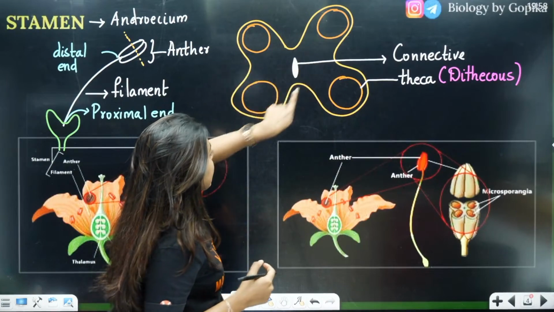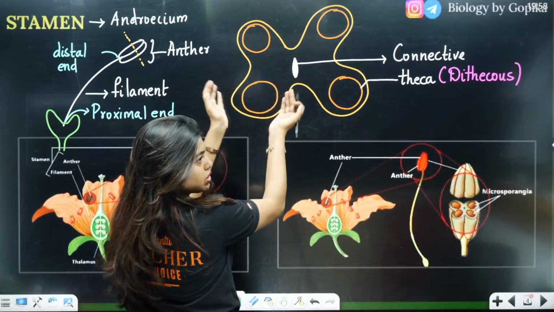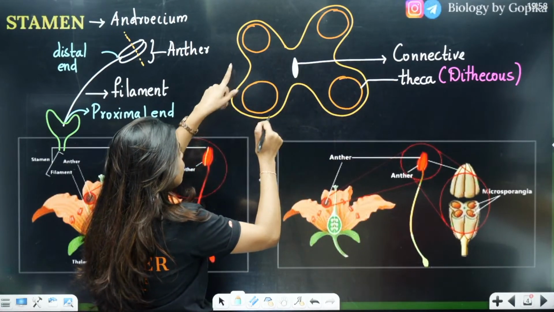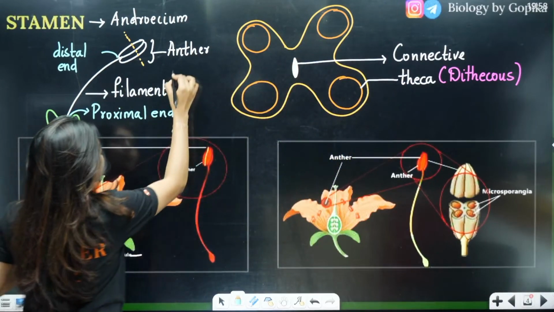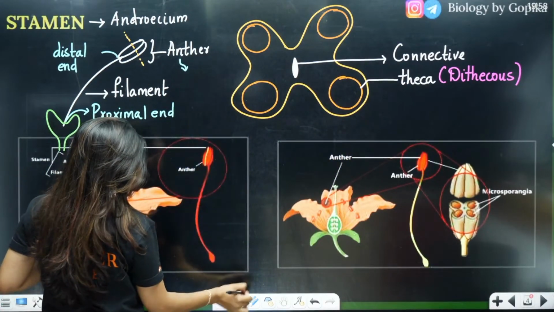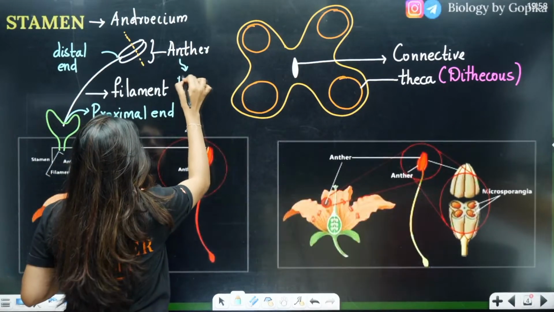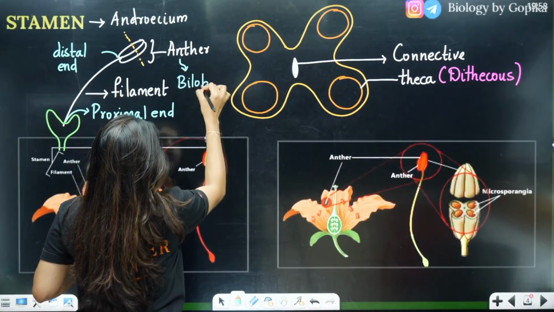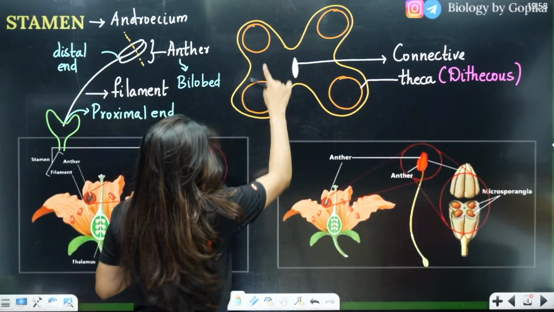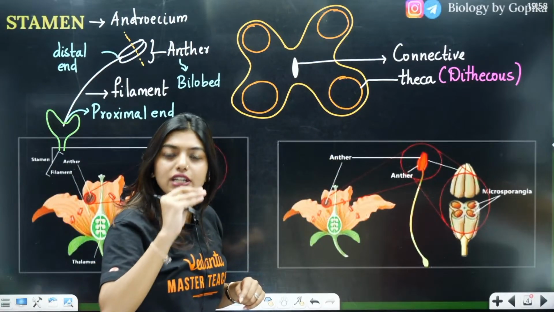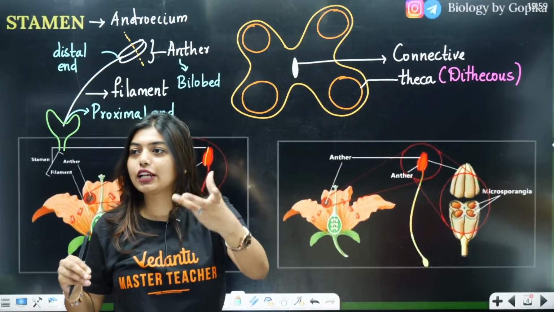Now, look at this. Inside this there are going to be layers, which we are going to learn later. So you understood that this anther is actually a bilobed structure, because this is one lobe and this is another lobe. Bilobed, dithecous, and these are microsporangia. Inside these only your pollen grains will be formed. Once they mature, I can call it the pollen sac.